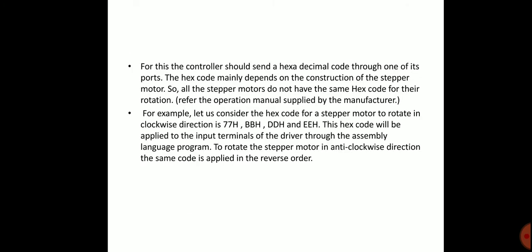For this, the controller should send the excitation hexadecimal code through one of the ports. The excitation code mainly depends on the construction of the stepper motor. So not all stepper motors have the same excitation code for their rotation. For example, let us consider the excitation code for the stepper motor to rotate in the clockwise direction is 77H, BBH, DDH and also EEH. This code is applied to the input terminal of the driver through an assembly language program. To rotate the stepper motor in the anti-clockwise direction, the same code is applied in reverse order.